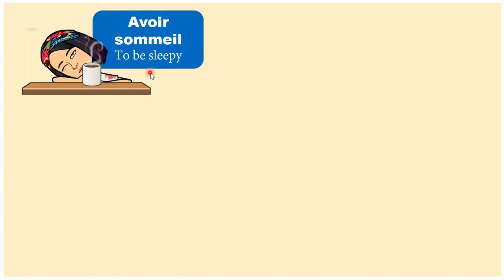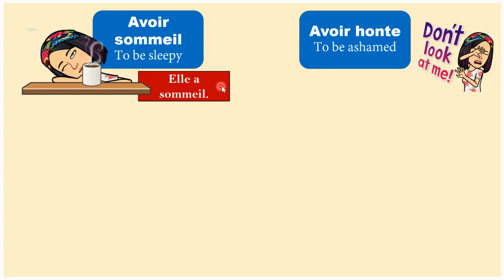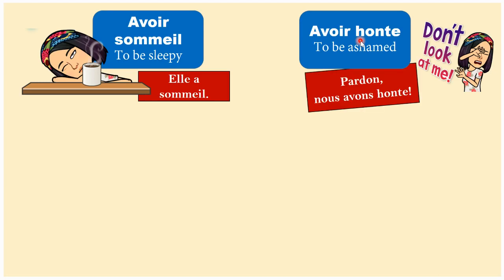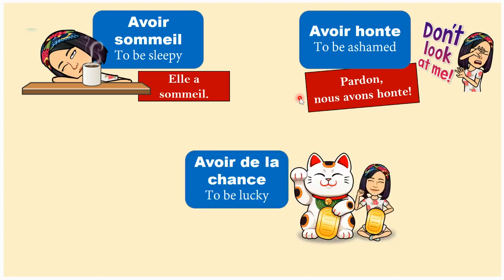To be sleepy. Avoir sommeil. Elle a sommeil. To be ashamed. Avoir honte. The H is mute. Pardon, nous avons honte. Sorry, we are ashamed. To be lucky, avoir de la chance. Oh, elle a de la chance.